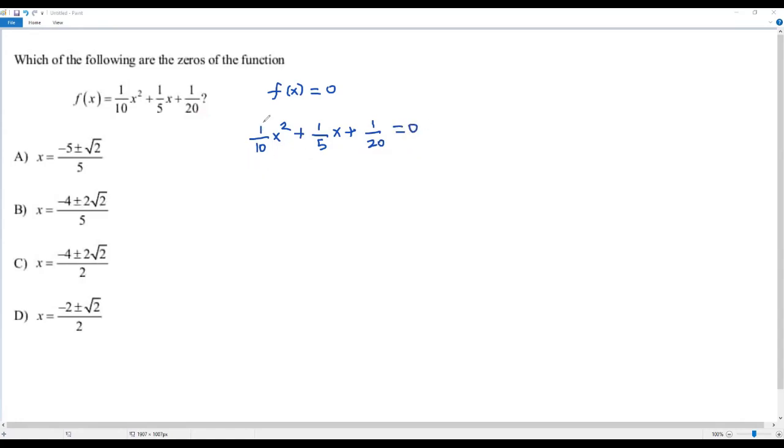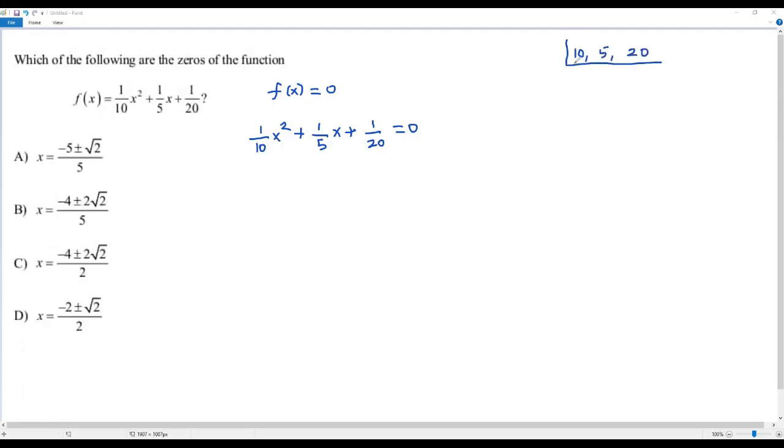If I can get rid of the fractions 1/10, 1/5 and 1/20, the solving process of this quadratic equation will become easier. To get rid of these three fractions, we have to find the least common multiple of the denominators 10, 5 and 20. Now let me find the least common multiple of the three denominators.